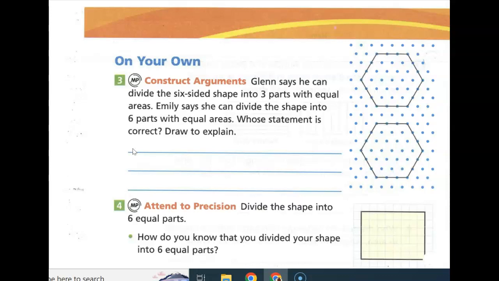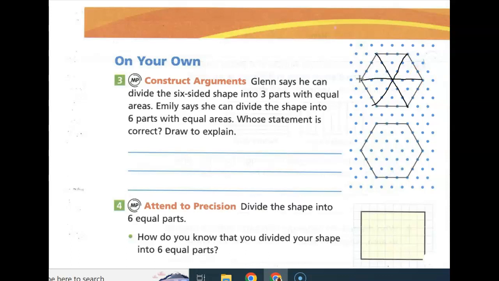Okay, here we go. Number 3, construct arguments. Glenn says he can divide the 6-sided shape into 3 parts with equal areas. Emily says she can divide the shape into 6 parts with equal areas. Whose statement is correct? So let's use one of these for Glenn. Can we divide this 6-sided shape into equal parts? I think we can because it's 6-sided. Okay?